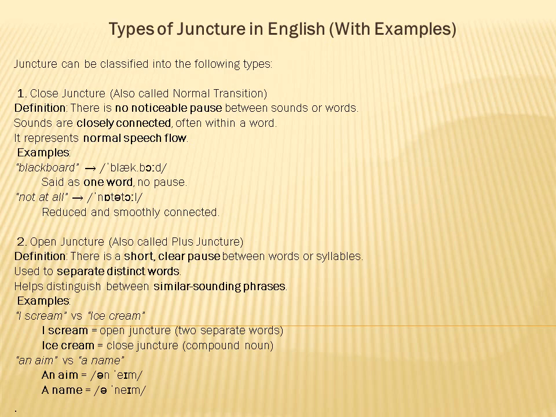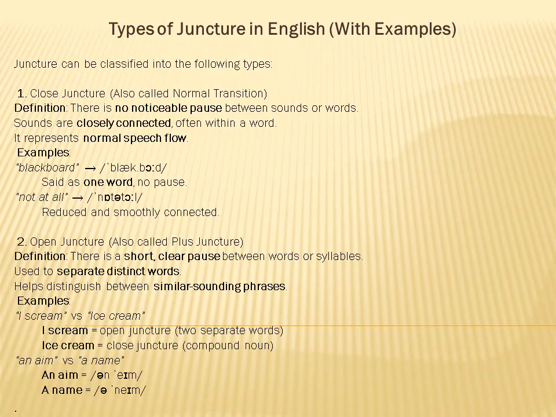1. Close juncture, also called normal transition. Definition: there is no noticeable pause between sounds or words. Sounds are closely connected, often within a word. It represents normal speech flow. Examples: blackboard, said as one word, no pause. Not at all, reduced and smoothly connected.